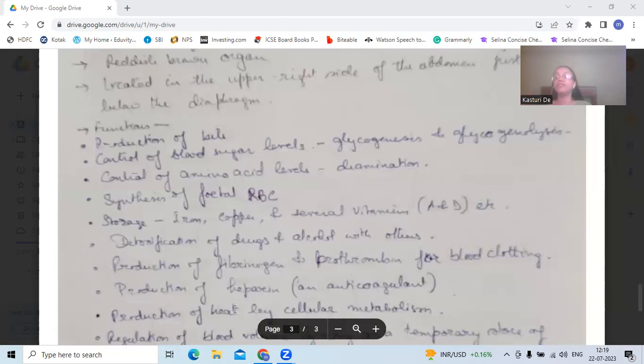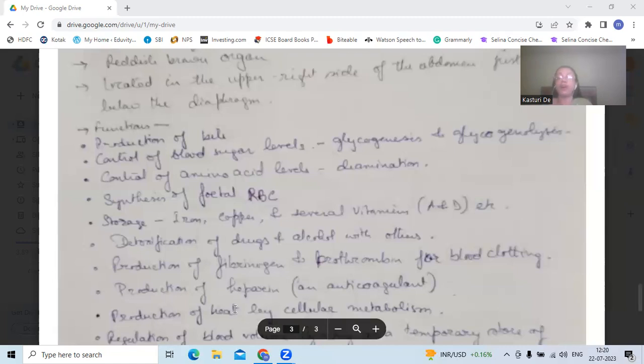Then it synthesizes fetal RBC in a fetus, when a child is in the womb of the mother. At that time, the RBC of the baby will be constructed, built in the liver. Now it stores certain minerals, that is iron, copper, and several vitamins like A and D. Okay? It detoxifies drugs and alcohol with others. Other detoxifications also take place, but drugs and alcohol are also detoxified in the liver.